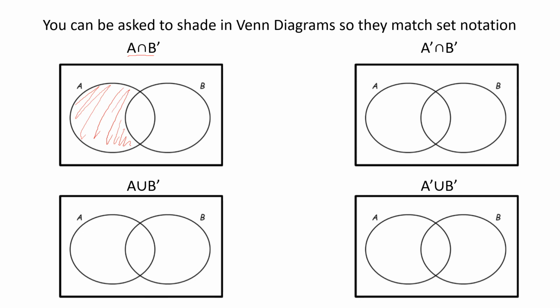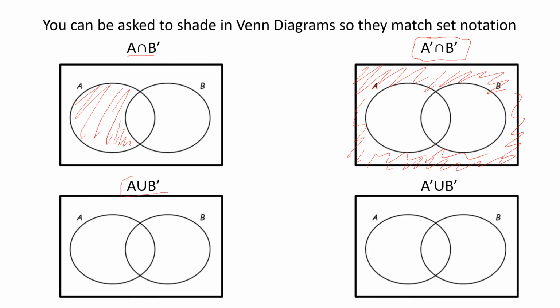Second one here, we've got A dash and B dash, or A complement and B complement. That means it can't be in A and it can't be in B. And the only part of the diagram that matches that is this outside of both of them combined.